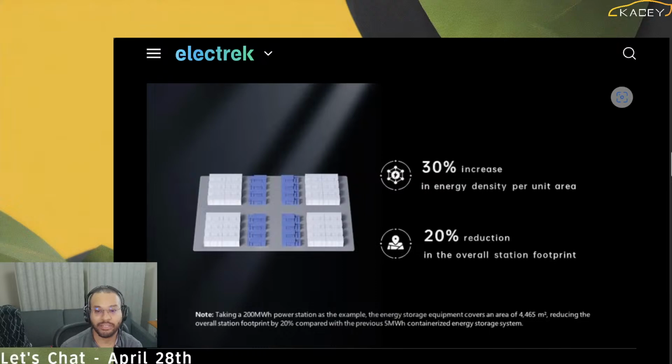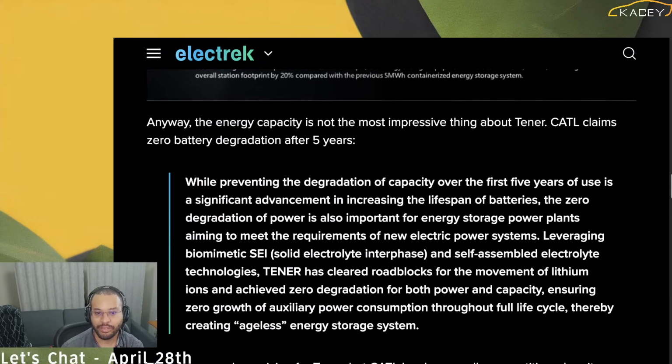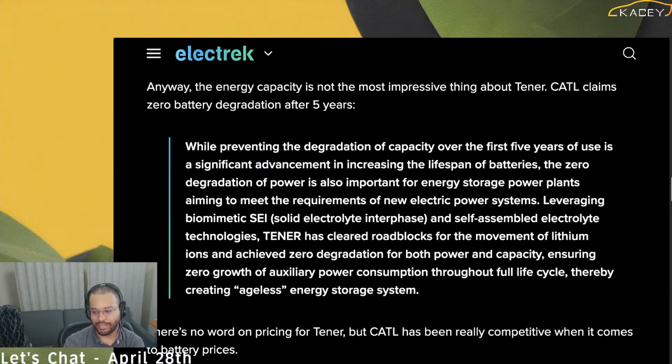30% increase in energy density per unit area, 20% reduction in the overall station footprint. So they actually got smaller in size than their previous model, which is pretty cool. The TENER, CATL claims zero battery degradation after 5 years. Yeah, that part is nice.